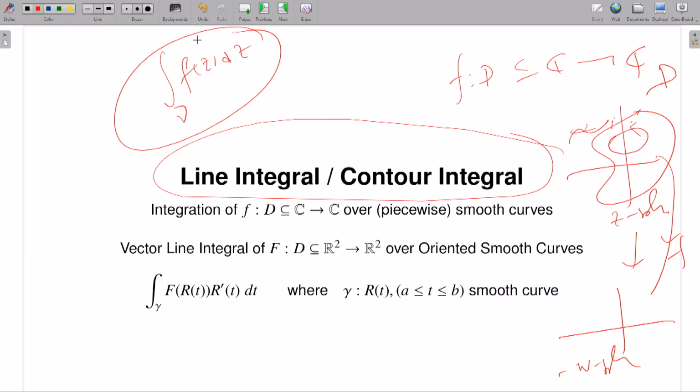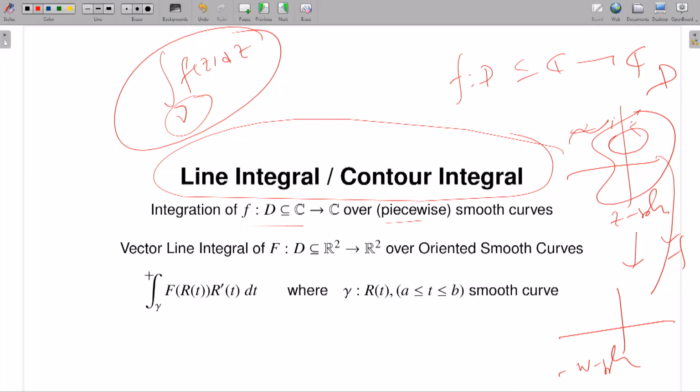Now to do that, I need to recall the definition of the Riemann-Stieltjes integral, and then I will have it. So I have written the integration of f, which is defined on some domain D, a subset of C, over some piecewise smooth curve. If you have a function defined on some domain, in that domain take a piecewise smooth curve or contour, then I want to define the integration of f over this piecewise smooth contour.